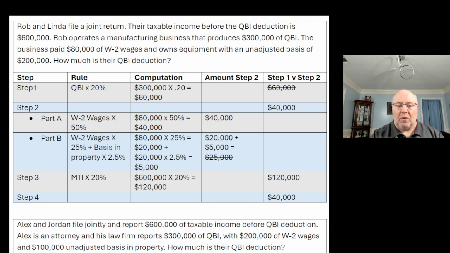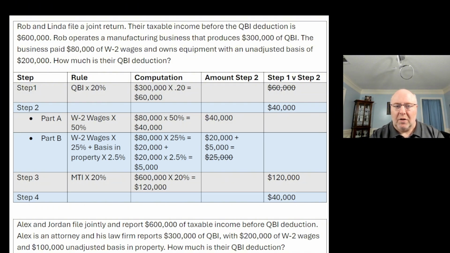All right. Well, let's go through another problem. Now we have Alex and Jordan, who file jointly and report $600,000 of taxable income before the QBI deduction. Alex is an attorney and his law firm reports $300,000 of QBI with $200,000 of W-2 wages and $100,000 unadjusted basis in property. How much is their QBI deduction?